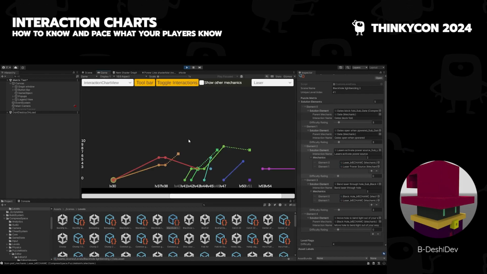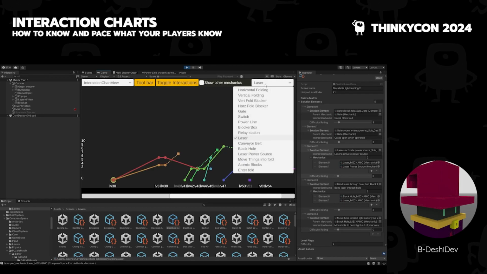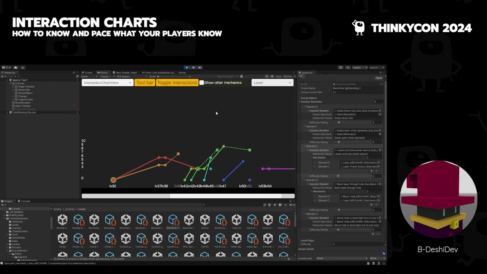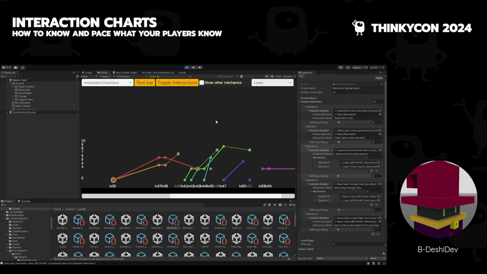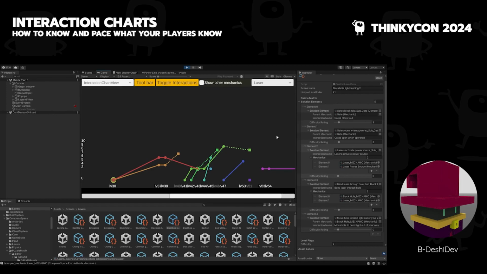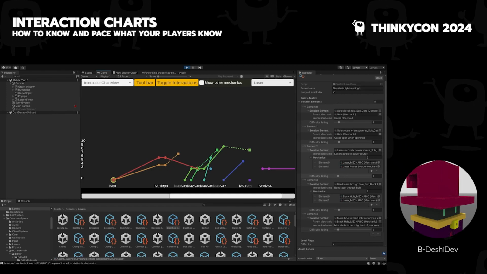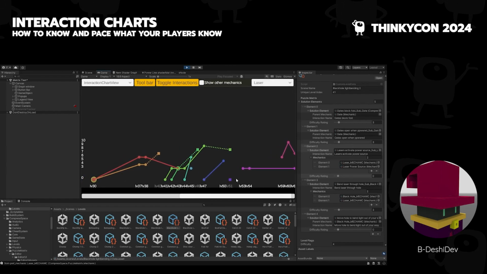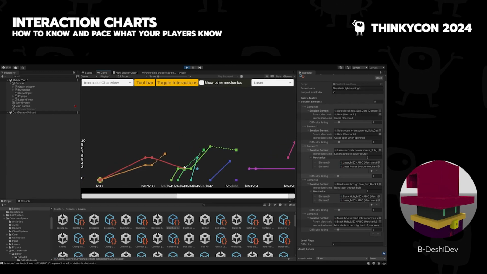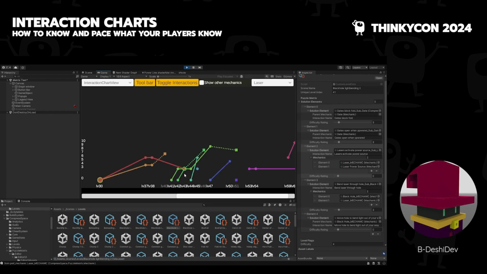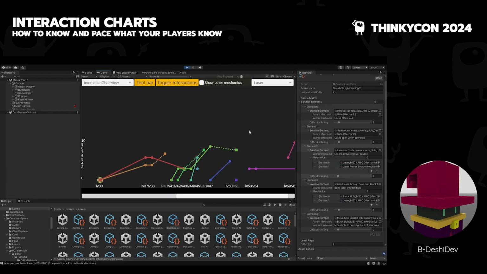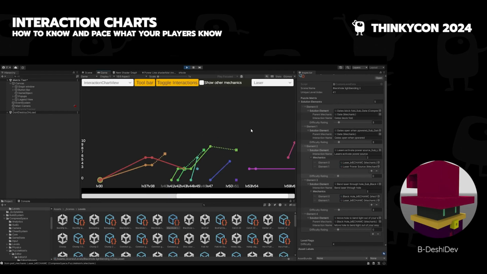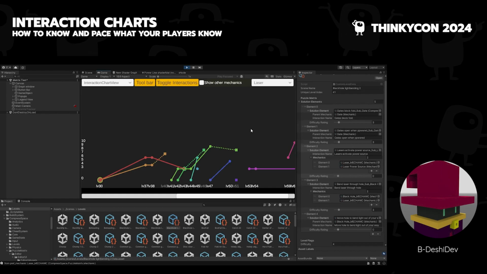So by plotting all the interaction charts for all interactions for a given mechanic, in this case the laser, we can see the introduction, tutorialization, and the growth of a single interaction throughout its level sequence, which is level 30 to level 61. Alongside other interactions, we can also see how they're combining with each other. So this is how interaction charts let you visualize the player's knowledge progression across a given sequence of levels.